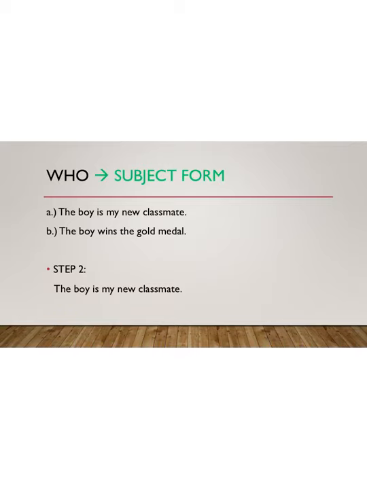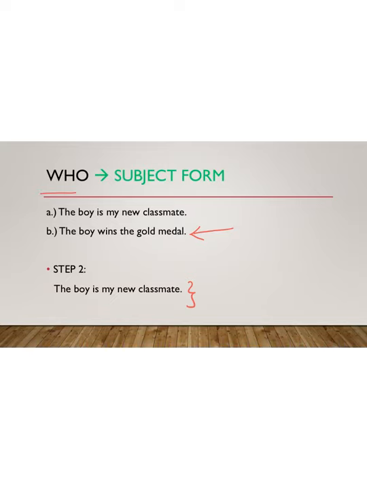So we want to give some more information about the boy. So which boy are we talking about? I want to tell you that the boy wins the gold medal. Okay, so how do we insert this sentence into this one, into the boy is my new classmate? Okay, so we have to use the relative pronoun.